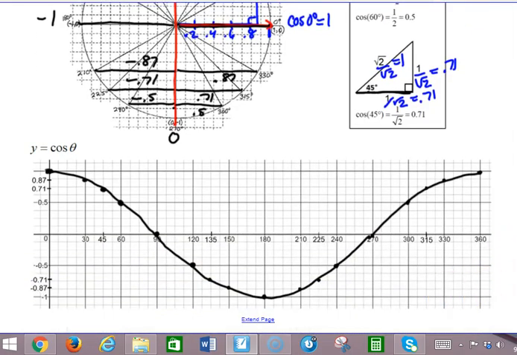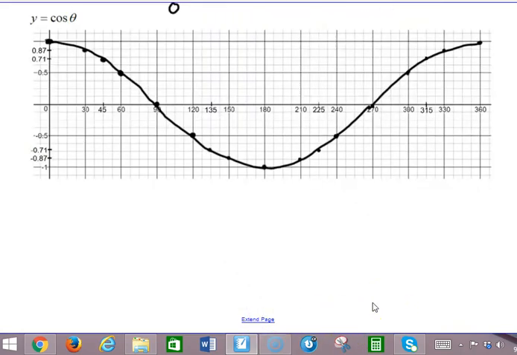Now let's take a look at special points that make this easy to graph. I want to look at, of course, the highest point, which is at 0 degrees. At 90, we're at 0. At 180, negative 1. At 270, we're at 0 again. At 360, we're at positive 1. So negative 1 is the lowest value, positive 1 is the highest value, and we have high, middle, low, middle, high at those 5 key angles.